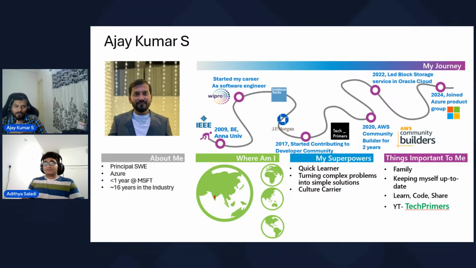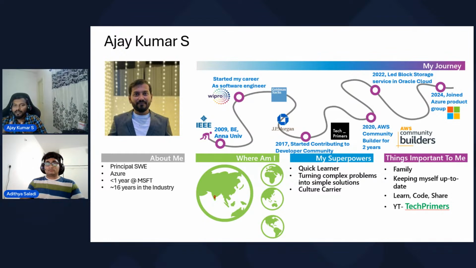Hey everyone. I'm Ajay. I'm a principal software engineer with Microsoft right now. I've been in the industry for almost 16 years. I started off with Wipro Technologies. In 2009 I created a paper on cloud and grid. Funnily enough, after 15, 16 years, I'm still talking about cloud, and now we have transitioned from cloud to AI. So it's exciting to be part of the community and delivering these sessions. I worked with different companies, including Goldman Sachs and JP Morgan in the past. I started contributing to the developer community in 2017. I created a tech channel called Tech Primers. I never showed my face. It was just a hands-on channel.